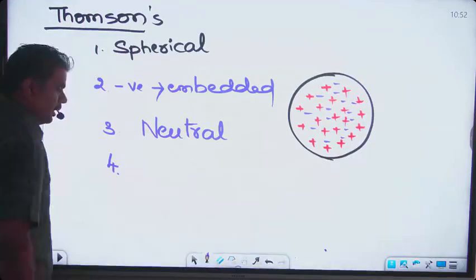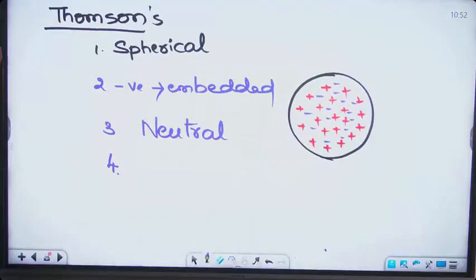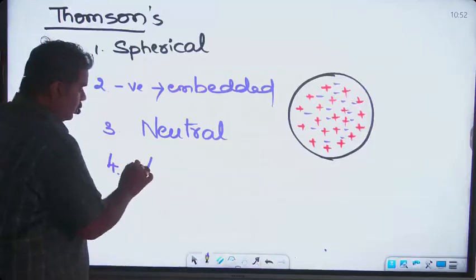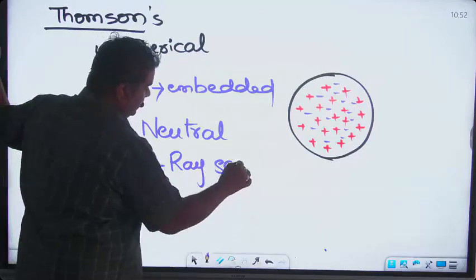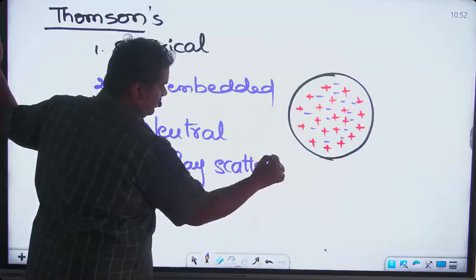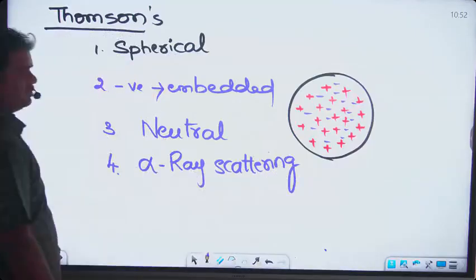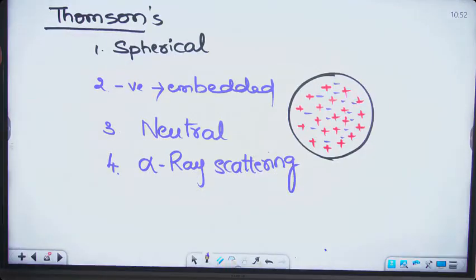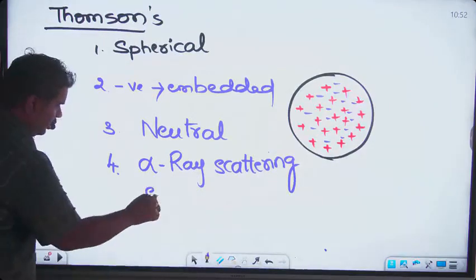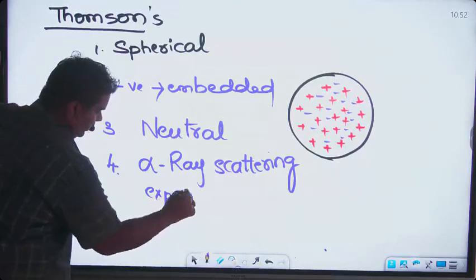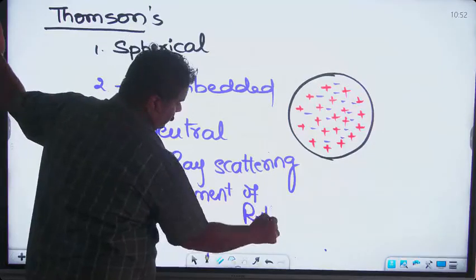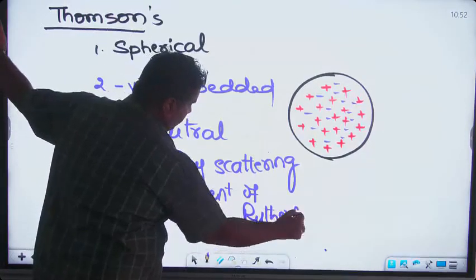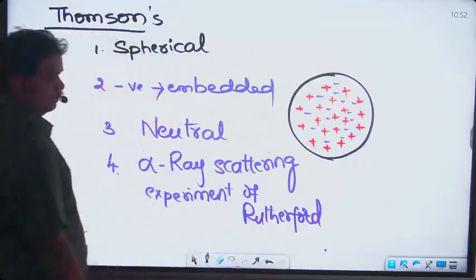Then what is the major drawback of Thomson's model? Thomson's model could not explain the alpha ray scattering experiment of Rutherford.